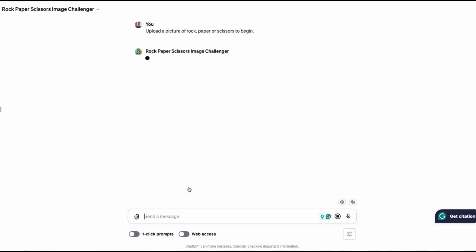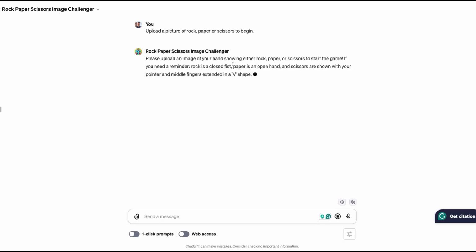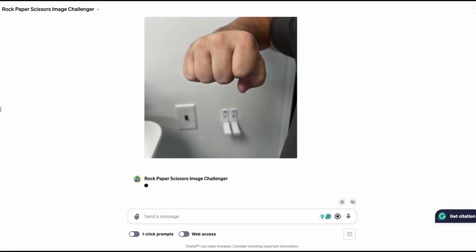Just what you think. Basically, I go in and I upload an image. It says, please upload an image of your hand showing either rock, paper, scissors to start the game. If you need a reminder, rock is a closed fist, paper is an open hand, etc., etc. So it sort of explains the rules. So I go and I upload. In this case, it was a closed fist.